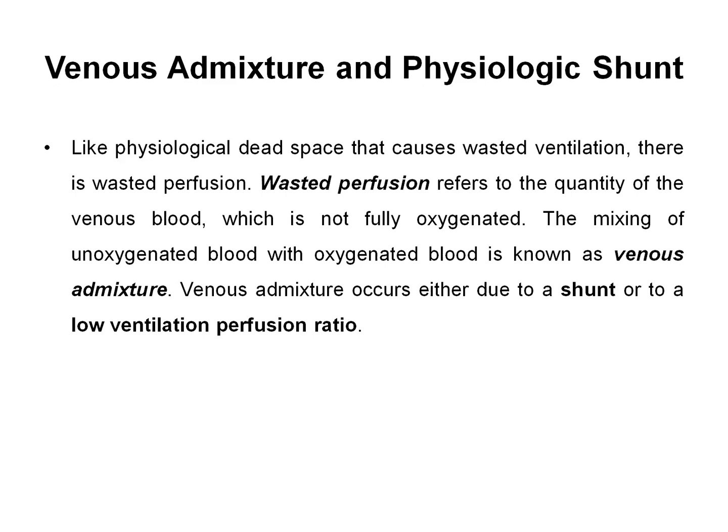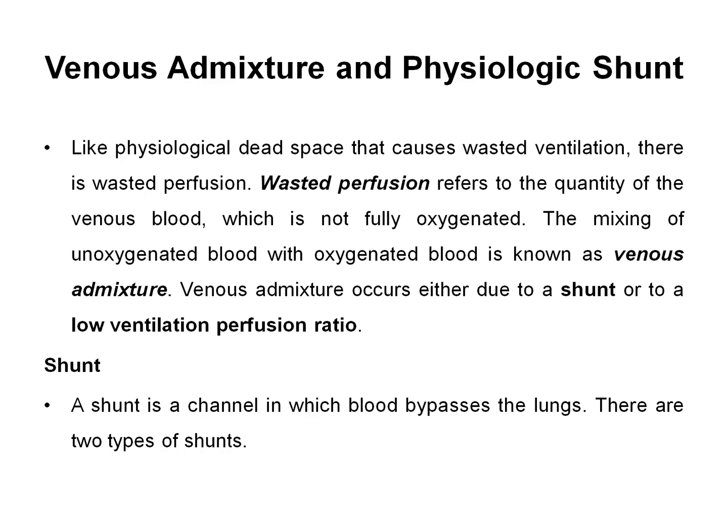And there might be creation of physiological shunts. So what is that? Like physiological dead space that causes the wasted ventilation, there is wasted perfusion also. This wasted perfusion refers to the quantity of venous blood which is not fully oxygenated. So there is a blood which is not fully oxygenated, and the mixing of this unoxygenated blood with oxygenated blood is known as venous admixture. And this venous admixture occurs either due to a shunt or to a low ventilation perfusion ratio. And this perfusion is known as wasted perfusion.